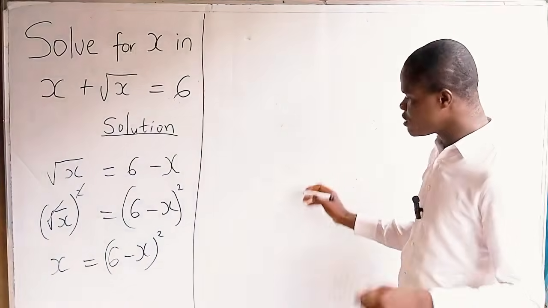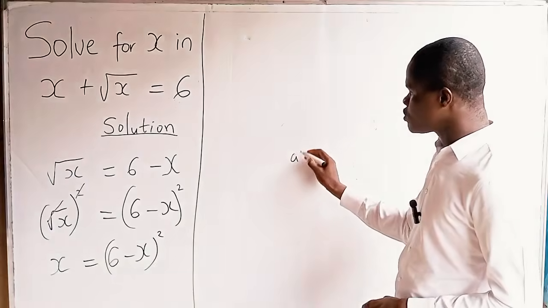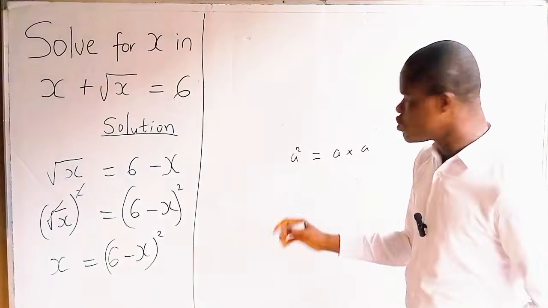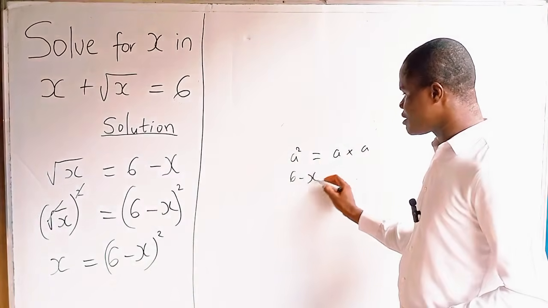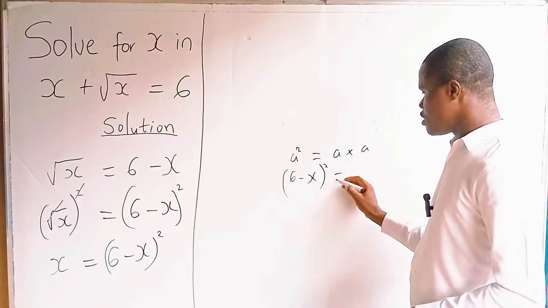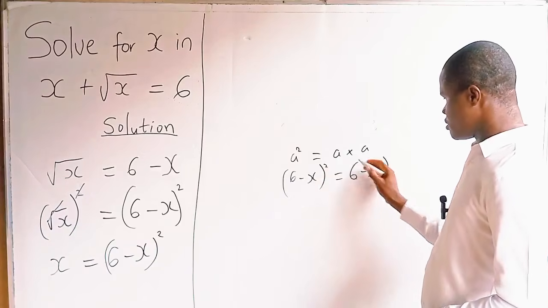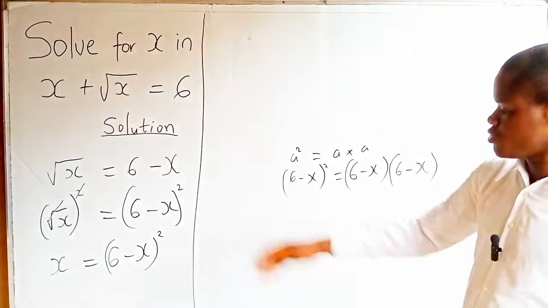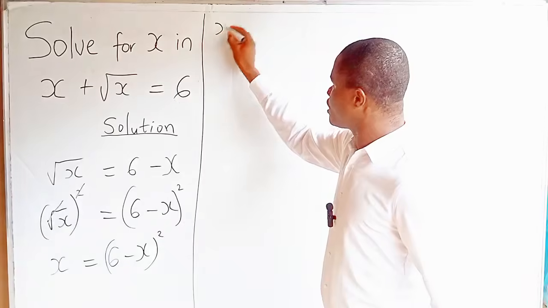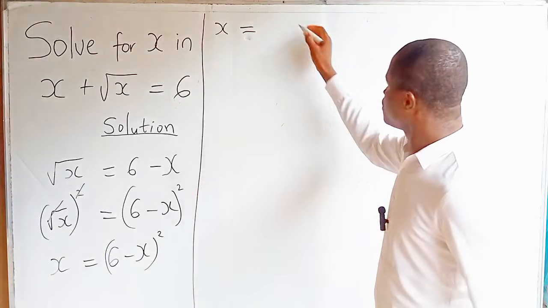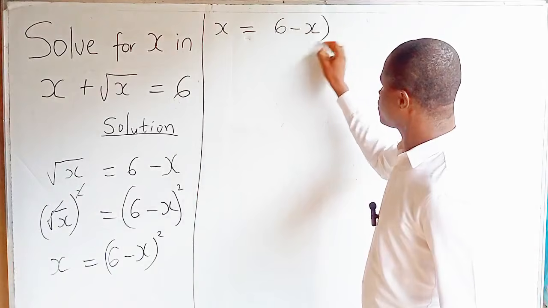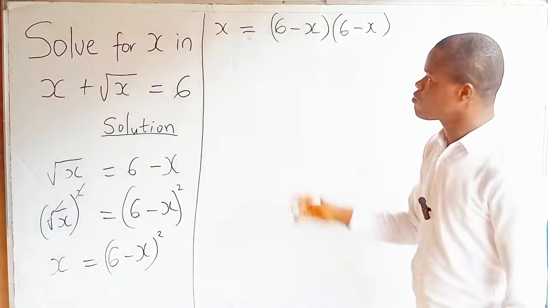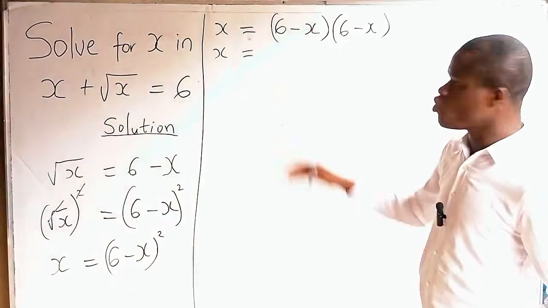I hope you remember in your indices, if you have a square, it means a times a. So therefore 6 minus x square means 6 minus x times 6 minus x. So I'm going to apply this to this question. So it becomes x is equal to 6 minus x, 6 minus x into brackets. Okay, so we go ahead to open up this bracket.